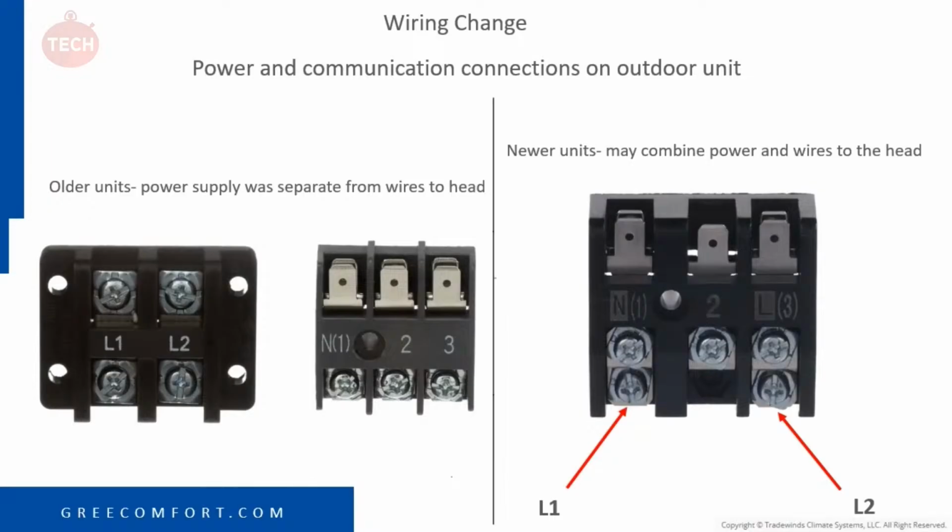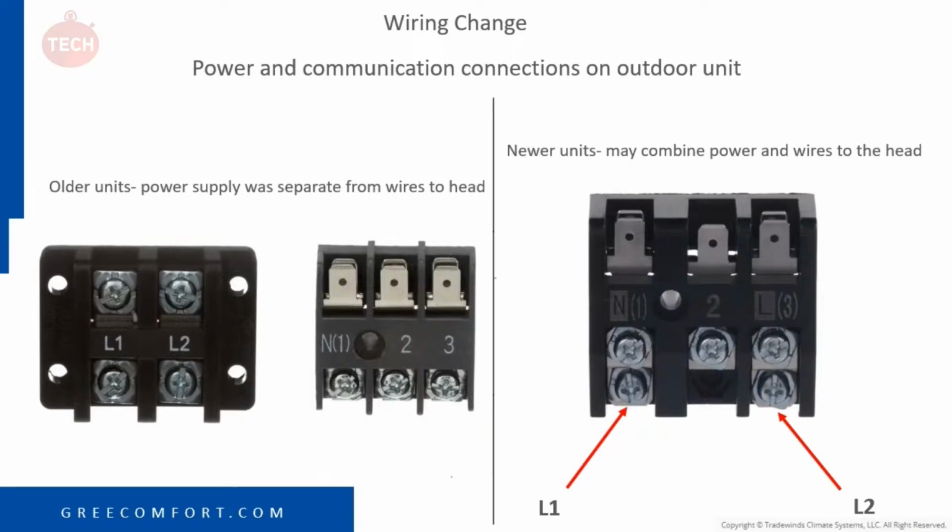So in the picture on the right, as you can see, they combined it. So L1 and L2 are actually coming in on the bottom, next to N and L. That's why they have it labeled N and L, 1, 2, and 3. So 1, 2, and 3 goes to your indoor head, but L1 and L2 actually go to the bottom there where I have those red arrows. So we get that call often.